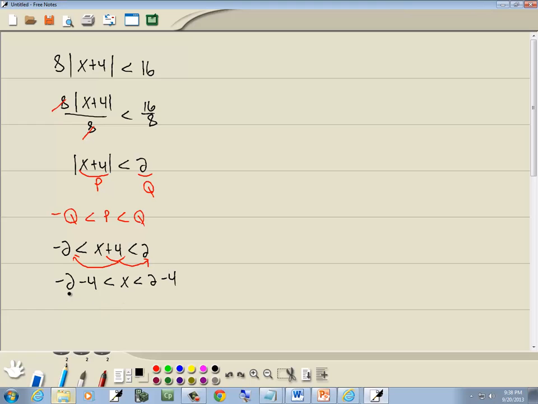Combine together numbers at any step. Negative 2 minus 4 is negative 6, is less than x is less than 2 minus 4, which is negative 2. Now we have x by itself. We don't have to do step 4 on this one.